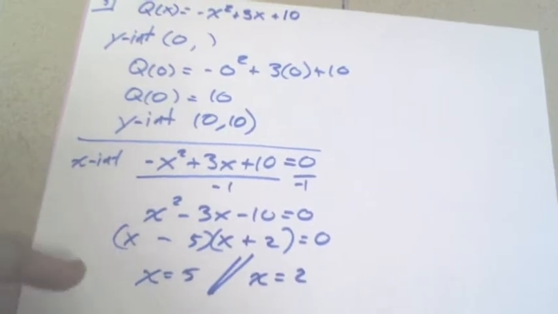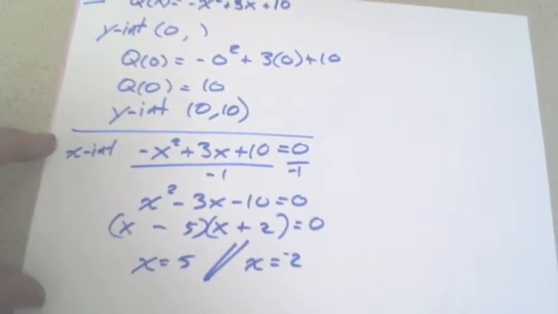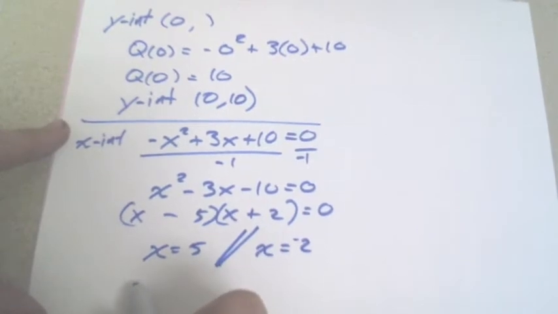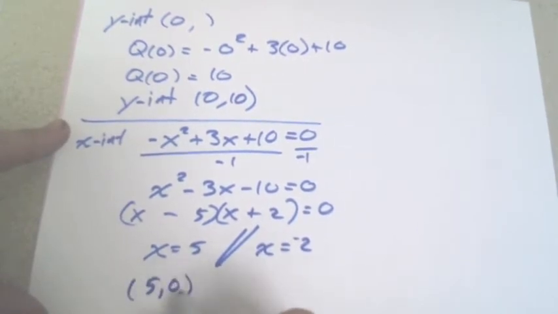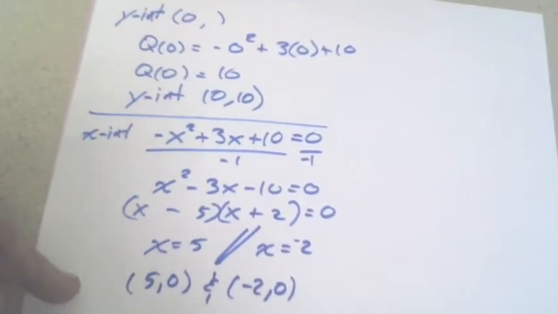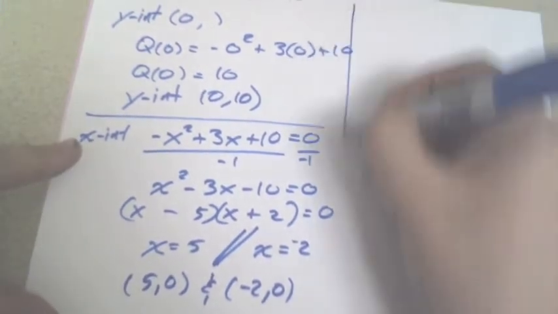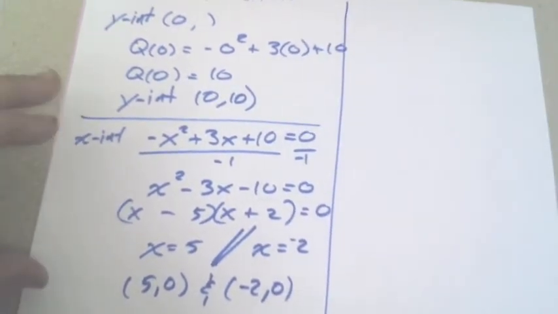So factor it, set the pieces equal to 0, solve. That should be a -2. We have our two solutions, so those are our x-intercepts. So our x-intercepts are (5, 0) and (-2, 0). You do want to express x-intercepts and y-intercepts as points, because that's what they are. They're the ordered pairs that are on those particular axes.